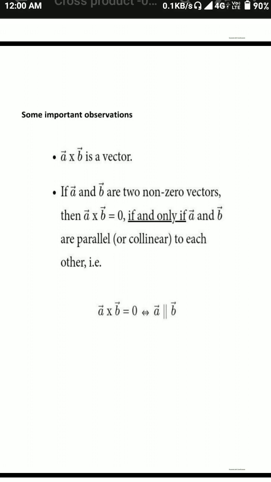We always keep it in mind. Now the second observation: if a vector and b vector are two non-zero vectors, then a vector cross b vector is equal to the zero vector, that is the null vector, if and only if a and b are parallel or collinear to each other.